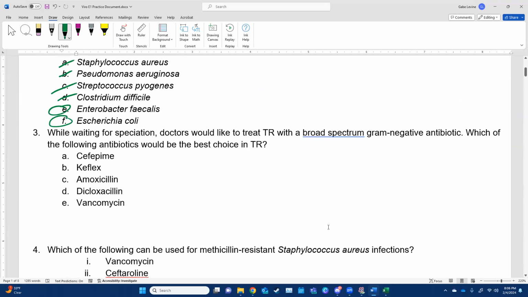Well, waiting for speciation. So what this means is that we know it's a gram-negative rod, but we don't know specifically if it's Enterobacter, E. coli, maybe something else. Doctors want to treat him with a broad-spectrum gram-negative antibiotic. So which of the following antibiotics would be the best choice in this patient? What can we get rid of right away? What do we know is just not going to be a good option?